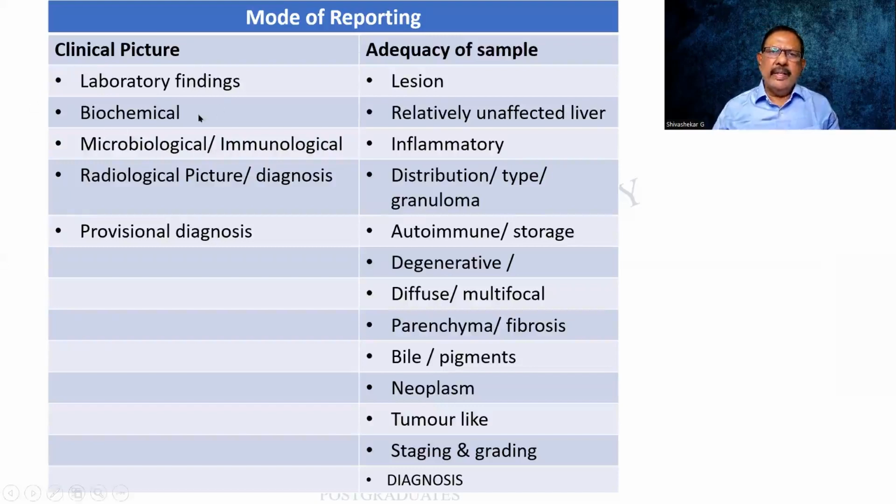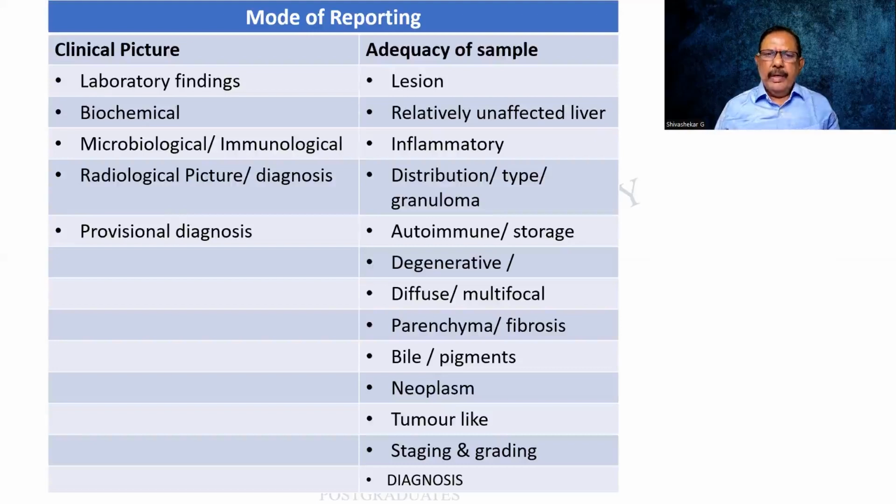Biochemical findings. What are the various enzymatic changes that you people can see? Microbiological and immunological. Whether there is any particular antibody that is specifically increased. The radiological picture, I had given you quite a few examples of diffuse as well as a locular enlargement. And after all this, what is the provisional, the clinical diagnosis that the clinician makes? These are of paramount importance. And when we come to the sample itself, whether the lesion is represented in the sample, whether you are able to see the unaffected, so-called unaffected liver also.